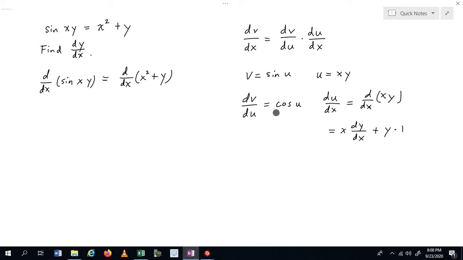Now we have the outer derivative times the inner derivative. So dv/dx is dv/du times du/dx, which of course is simply the outer derivative times the inner derivative. Then let's go ahead and replace this u. u is equal to xy, so this is really cosine of xy.